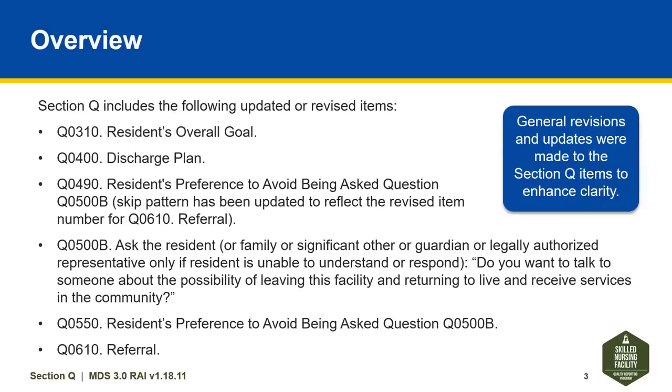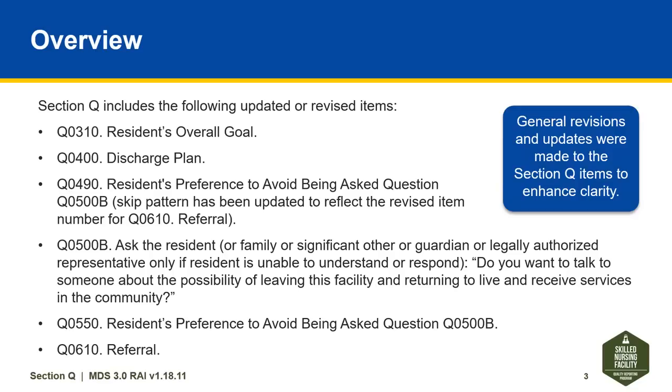In the MDS 3.0 RAI version 1.18.11 manual, general revisions and updates were made to the Section Q items to enhance clarity. Section Q includes the following updated or revised items: Q0310, Residents' Overall Goal; Q0400, Discharge Plan; Q0490, Residents' Preference to Avoid Being Asked Question Q0500B. Note that for this item, the skip pattern has been updated to reflect the revised item number for Q0610, Referral.